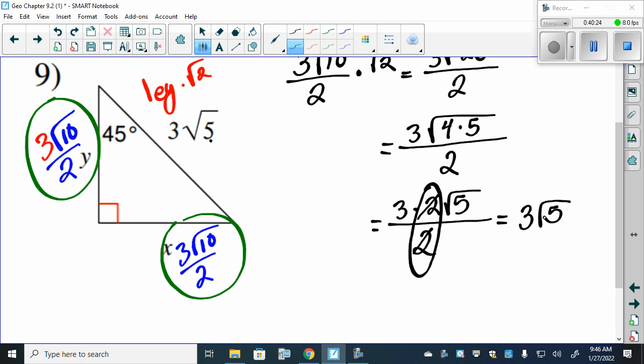So again, these properties still hold true, even though the numbers look funky and change. But the process that we do to get from the legs to the hypotenuse or hypotenuse to the legs didn't change at all, did it?